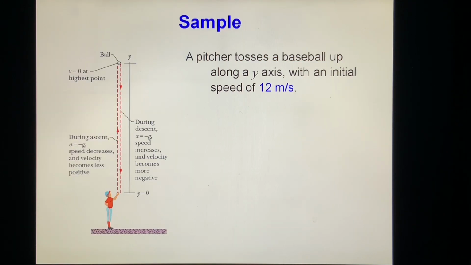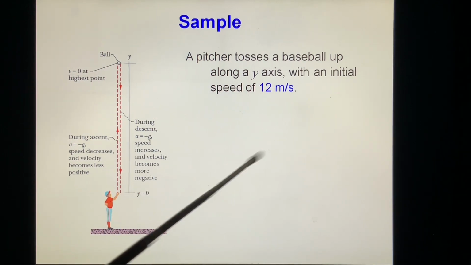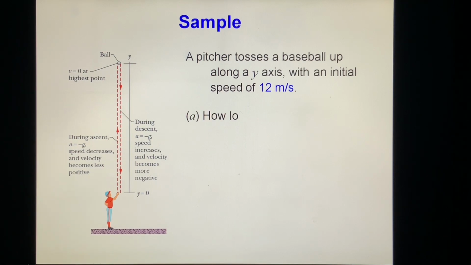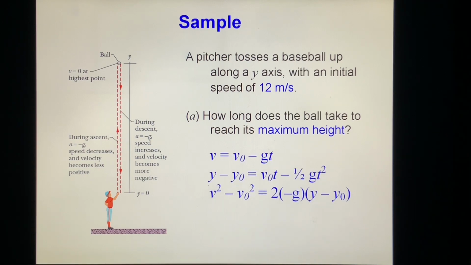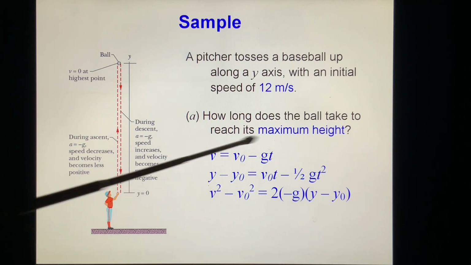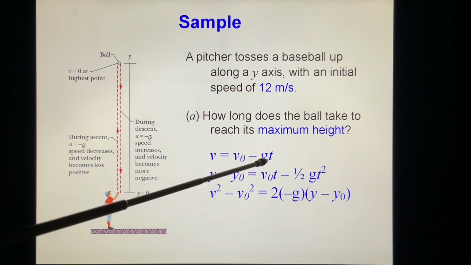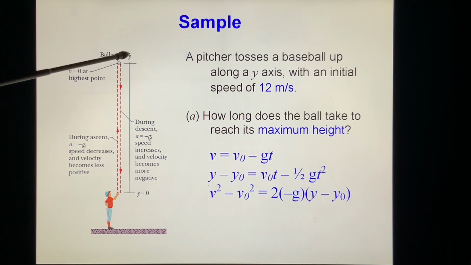Sample. A pitcher tosses a baseball up along a y-axis. We take the y-axis going up, with an initial speed of 12 meters per second. Question A. How long does the ball take to reach its maximum height? Whatever, we write down three formulas. Here we use minus g because we take the y direction as up, and g is down. And we see which one we can use.